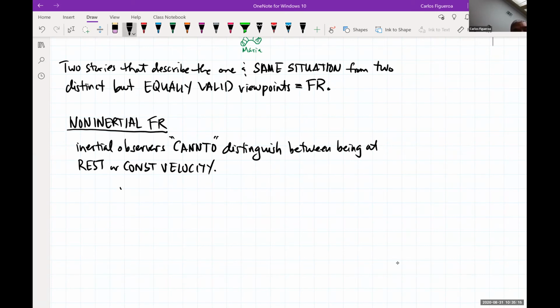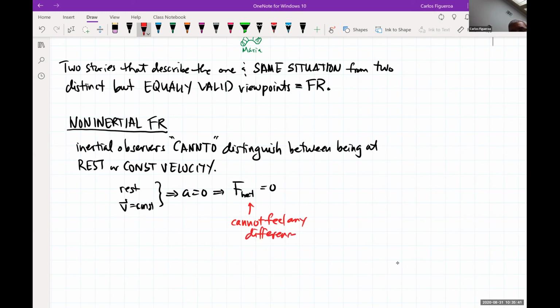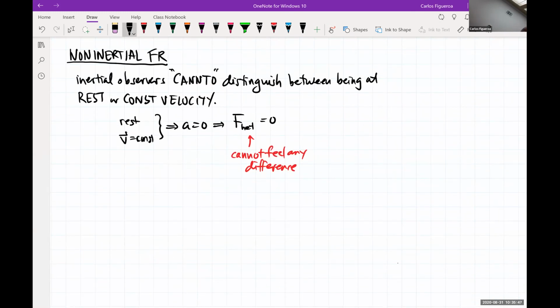Galilean relativity. So again, one more time, rest or constant velocity implies acceleration is zero, which means that the net force is zero. And this tells us that you cannot feel any difference. That's what we mean by inertial. So the question is now, what happens if you are in an accelerated frame of reference?